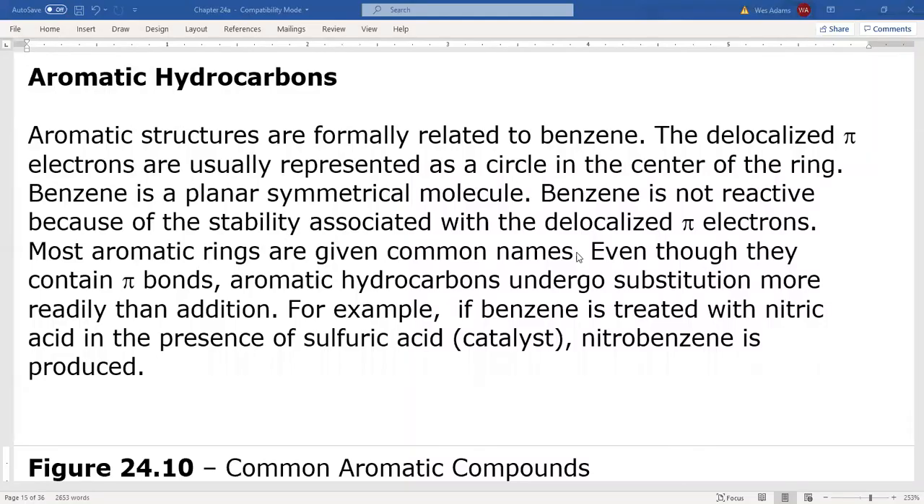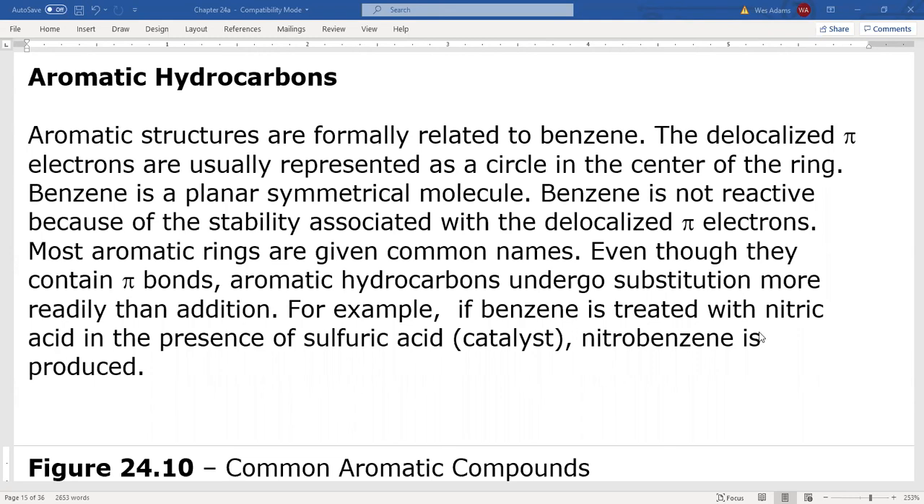All right, let's talk about aromatic hydrocarbons. They have delocalized structures and are very closely related to benzene. Are there other types of aromatic rings? Sure, but this is a general chemistry class and we'll focus on benzene and its cousins. The pi electrons are represented as a circle in the center of the ring because the alternating single and double bonds, which we call conjugated, are delocalized electrons.